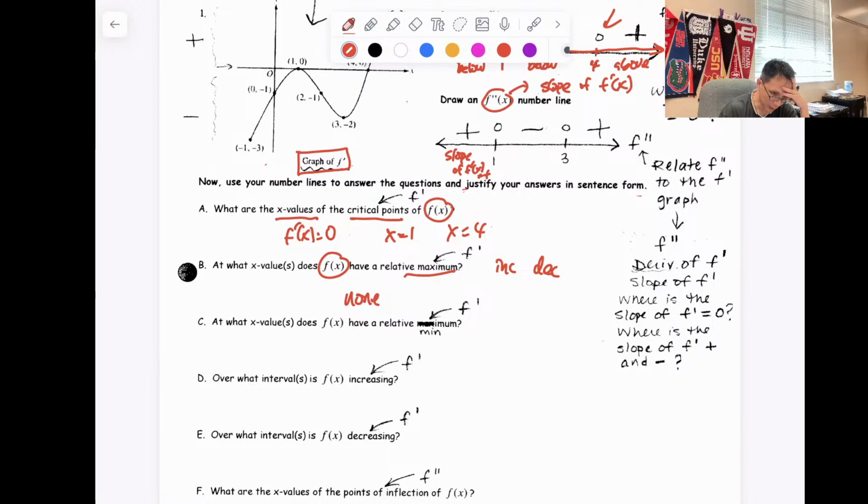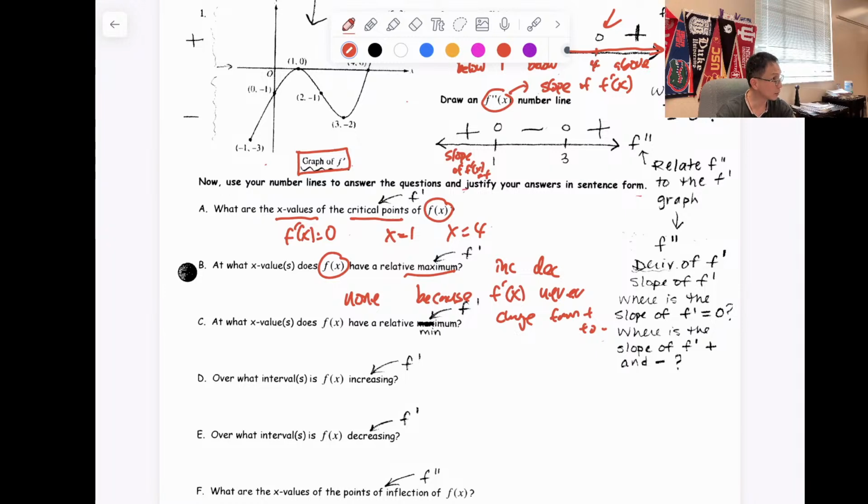Because now you have to justify on the AP exam. f prime of x never changes from positive to negative. And that's how you justify it. On the AP exam, they not only want you to say none, you have to justify it.